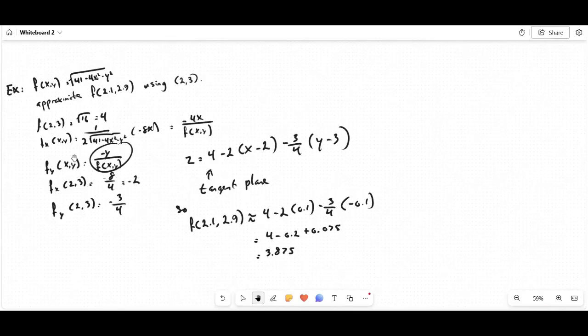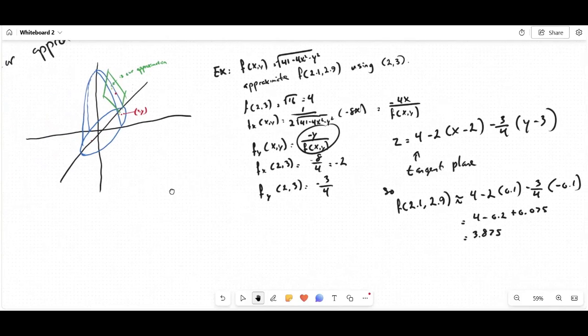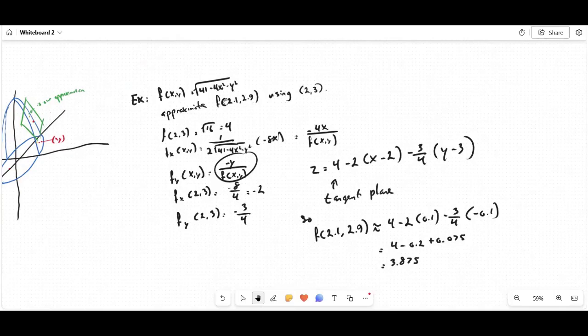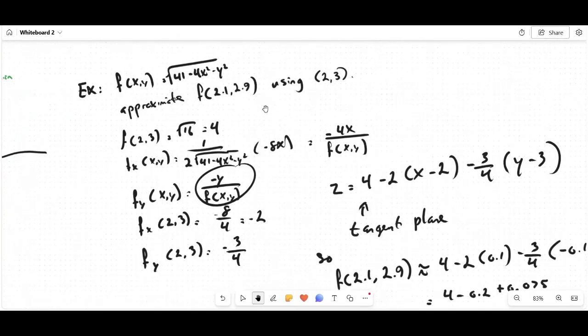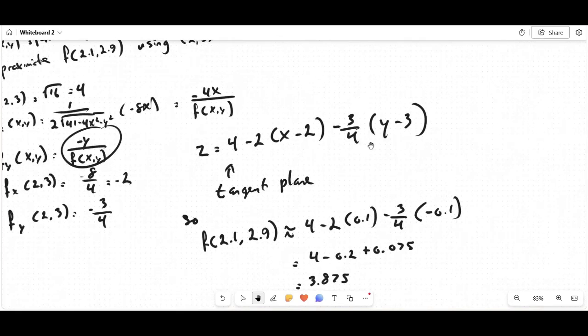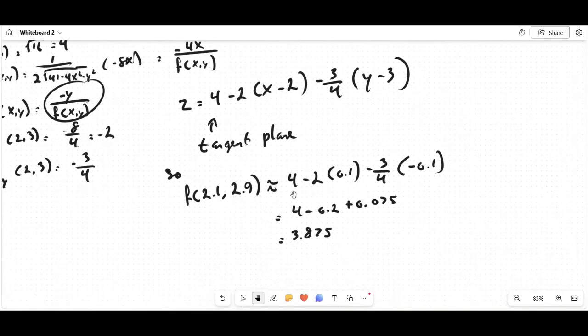Okay, so just so we're clear, this is an example where we are approximating the value of a function using a tangent plane. What did we do? We found the tangent plane at the starting point, 2 comma 3. That's up to this point right here. And then we approximated the value of the function at the point we care about, 2.1 comma 2.9, by plugging those coordinates into the expression for the tangent plane.